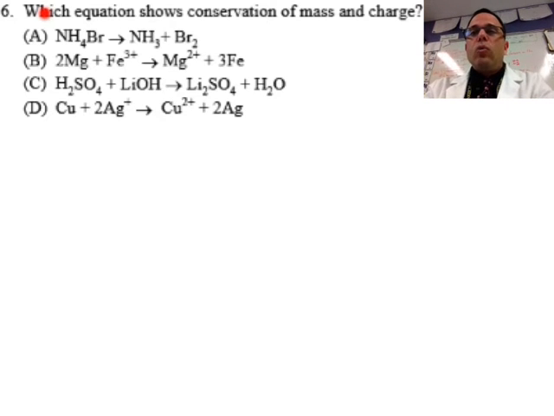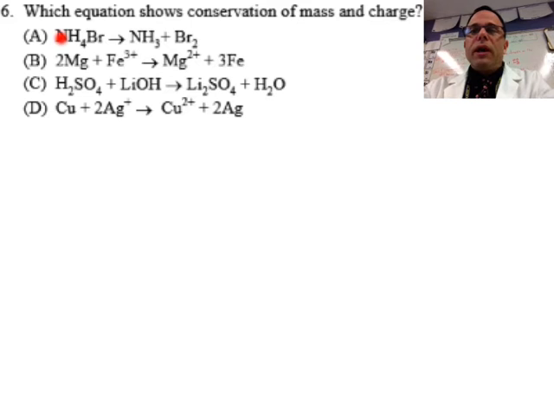Number 6. Which equation shows conservation of mass and charge? So, in order to identify conservation of mass, we must identify how many of each element are on the reactant and product side, and they must balance. Let's look for that first.